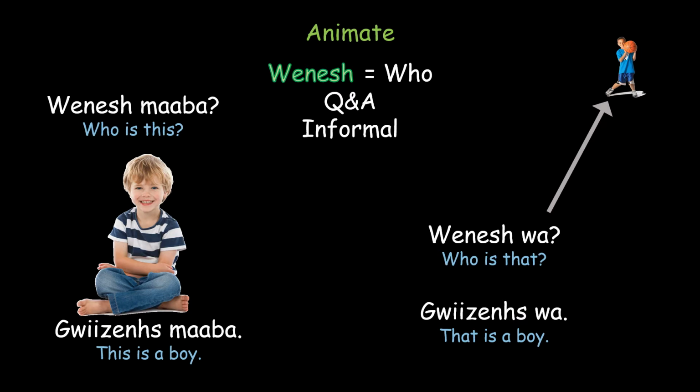Here we bring in the question. Wenish means who. And we could ask, wenish maba, who is this? And the answer would be, guizes maba, this is a boy. The next question to the right, wenish wa, who is that? And we would answer, guizes wa, that is a boy. Wenish maba, guizes maba. Wenish wa, guizes wa.